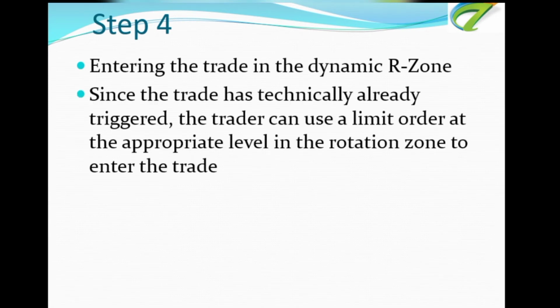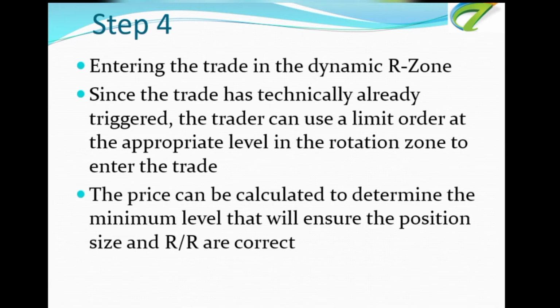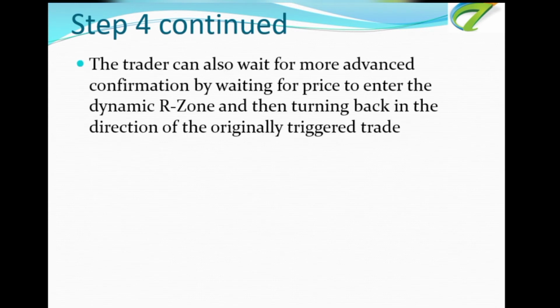Since the trade has technically already triggered, the trader can use a limit order at the appropriate level in the rotation zone to enter the trade. The price can be calculated to determine the minimum level that will ensure the position size and reward to risk ratio are correct. Step 4.